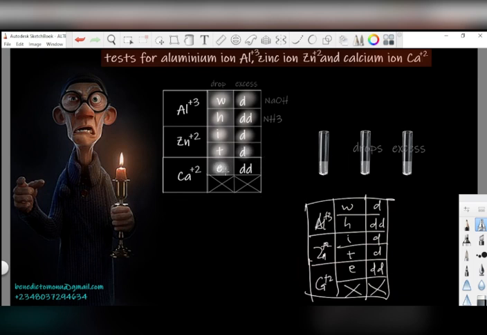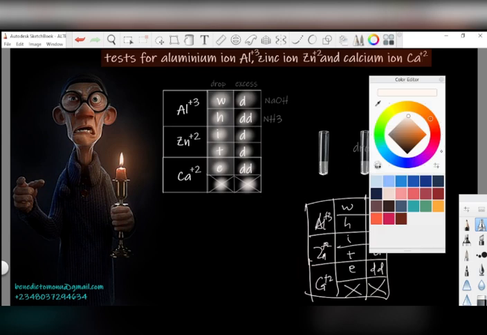Here, if I add drops of sodium hydroxide to a sample that contains the calcium ion, a white precipitate is formed. If I add excess sodium hydroxide, the precipitate does not dissolve. And here, if I add drops of ammonia to a sample that contains the calcium ion, there will be nothing, no change. If I add the ammonia in excess, nothing still happens.